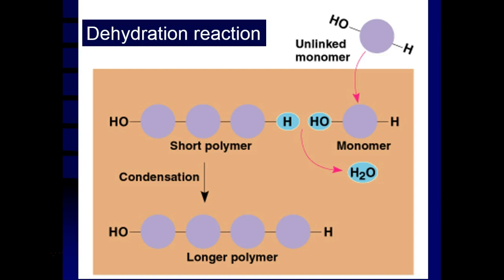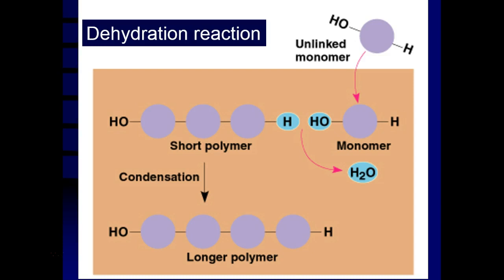When we look at these polymers, every monomer is connected to the other monomer by means of strong covalent bonds. This is how all polymers are made. This is how all proteins are made. This is how all carbohydrates are made. This is how lipids are made. This is how nucleic acids are made. So these monomers come together to form a polymer by using the removal of water, what we call a dehydration reaction.